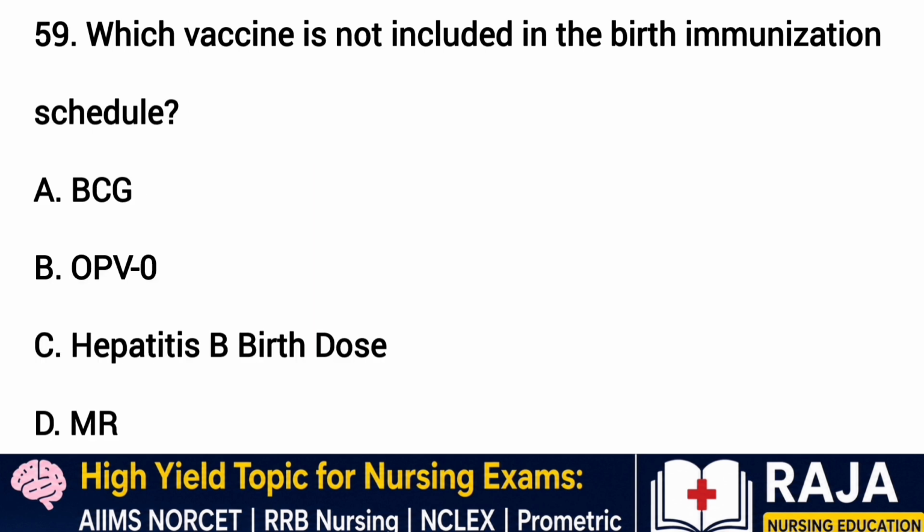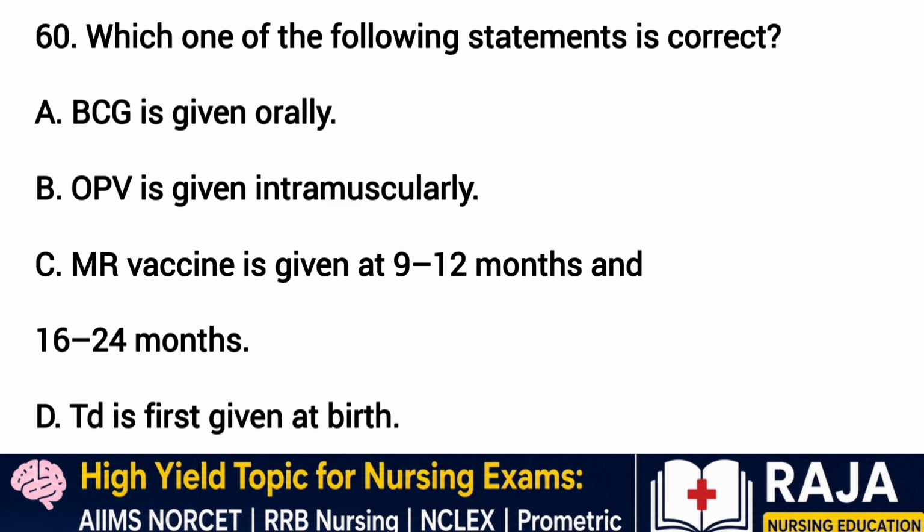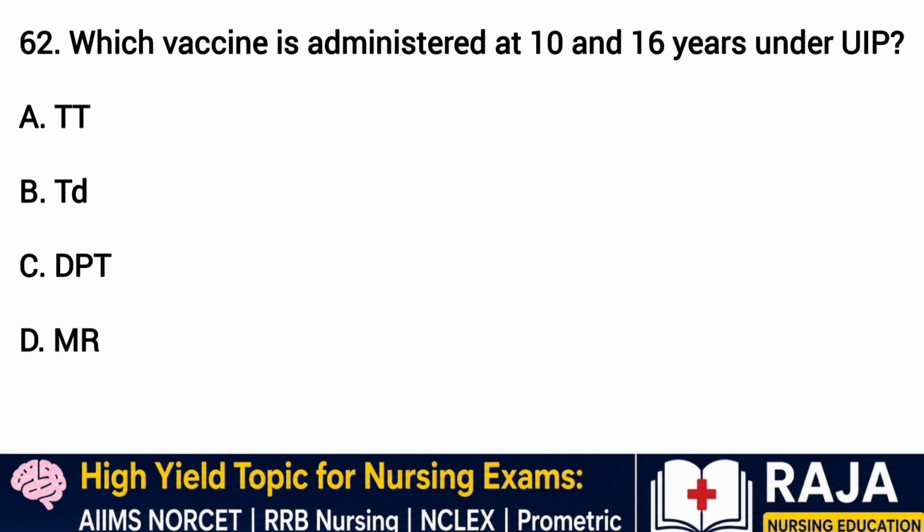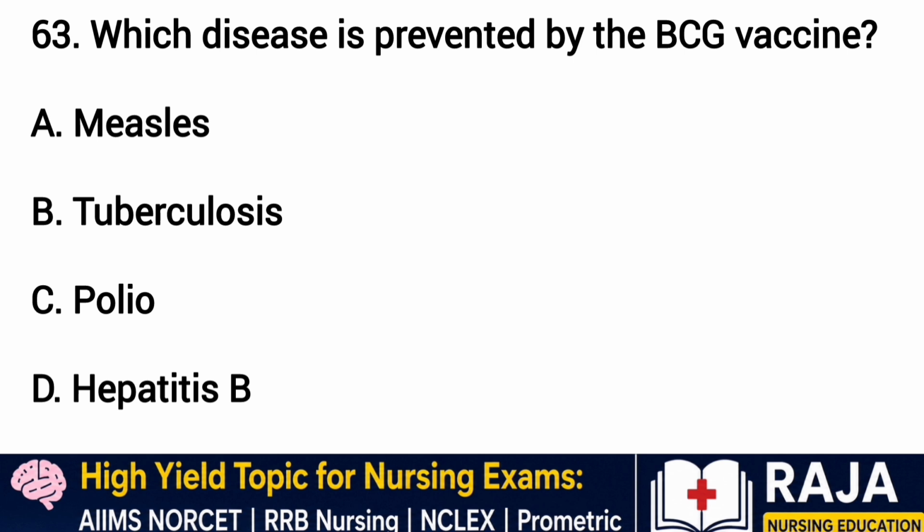Which vaccine is not included in the birth immunization schedule? The answer is D. MR vaccine. Which of the following statements is correct? The answer is C. The first booster dose of DPT is administered at 16 to 24 months. Which vaccine is administered at 10 and 16 years under UIP? The answer is B. TD. Which disease is prevented by the BCG vaccine? The answer is B. Tuberculosis.